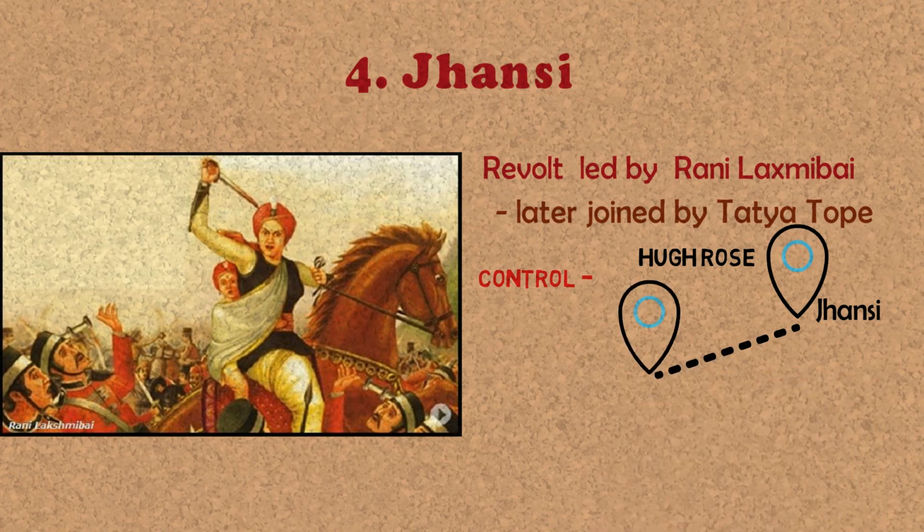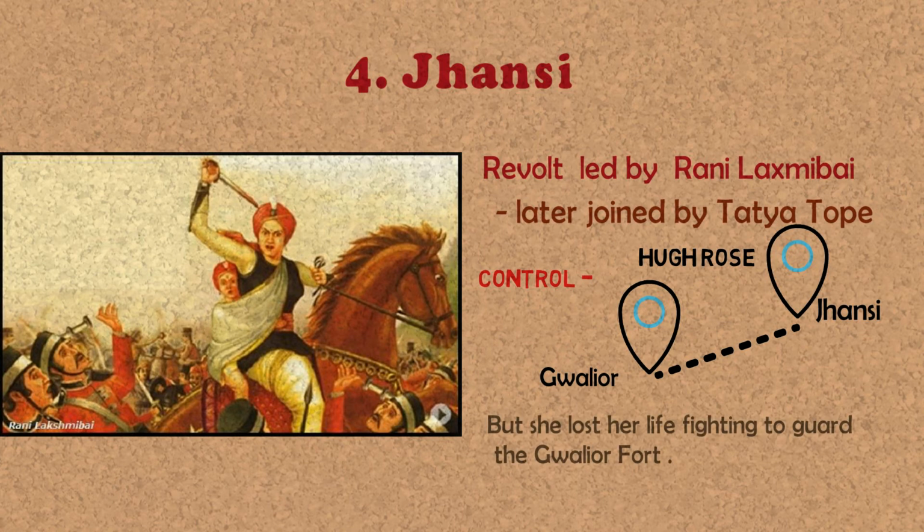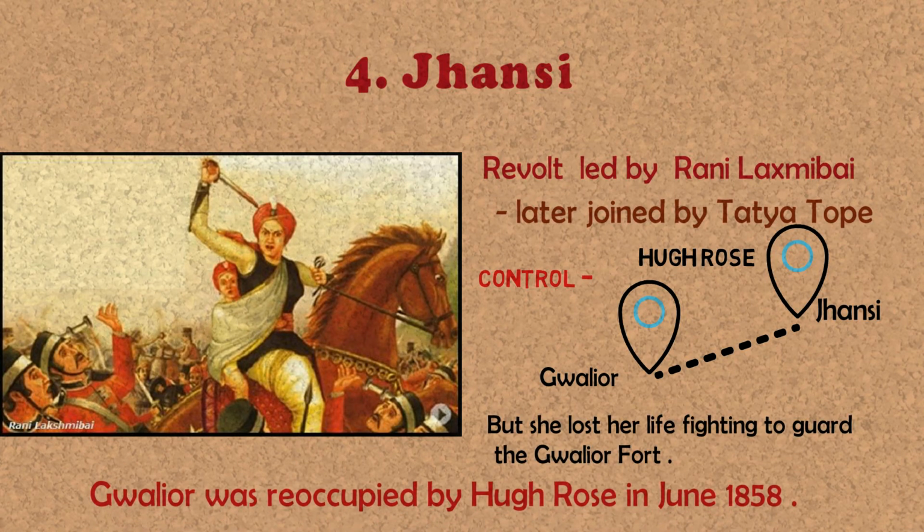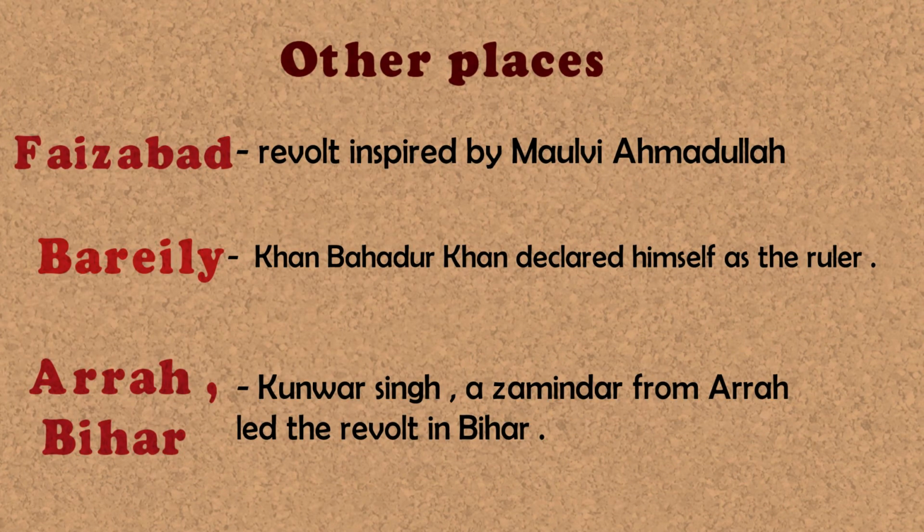Rani Lakshmibai fled to Gwalior and continued her fight from the Gwalior fort. But she lost her life fighting to guard the Gwalior fort. Gwalior was reoccupied by Hugh Rose in June 1858. At Faizabad, the revolt was inspired by Maulvi Ahmadullah. In Bareilly, Khan Bahadur Khan declared himself as the ruler. Kunwar Singh, a zamindar from Ara, led the revolt in Bihar.